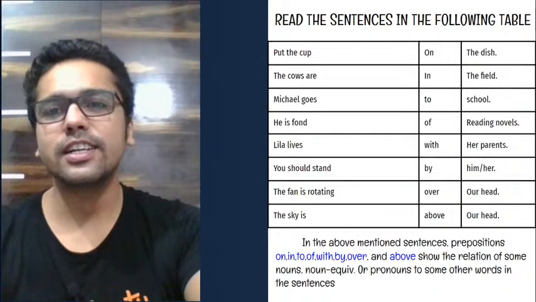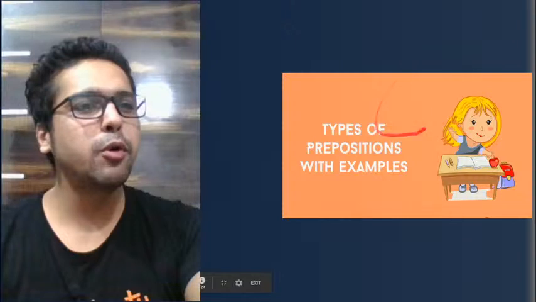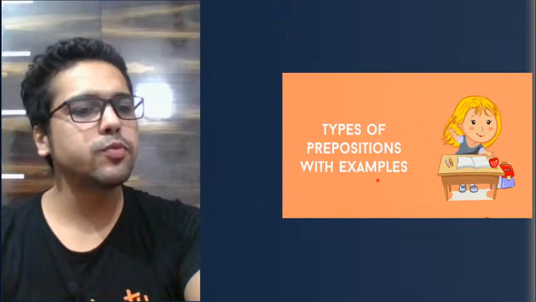Perfect, perfect, perfect. Chalo, theek hai. Let's discuss the types now. We are done. We know what a preposition is. Let's discuss the types now. So, types of prepositions with examples.